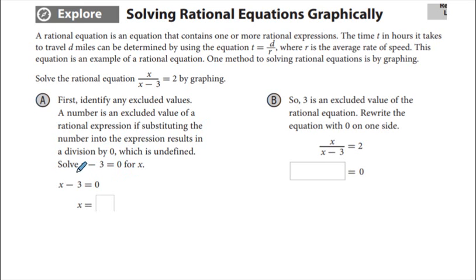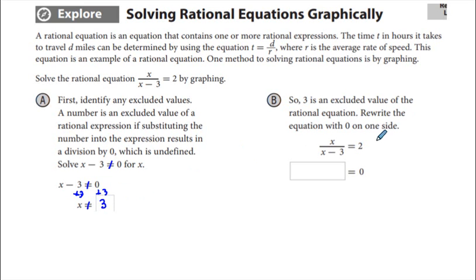So we take our denominator and set that denominator equal to 0, but the way I like to do it, I like to say rather, in this case x minus 3 cannot equal 0, because that more completely explains what's going on. So if we say x minus 3 cannot equal 0, then if we add 3 to both sides of this equation, we have x cannot equal 3. And so 3 becomes our excluded value. So 3 is an excluded value of the rational equation.